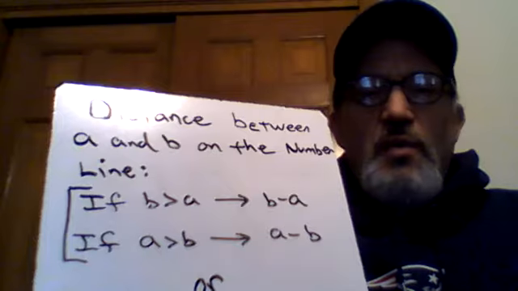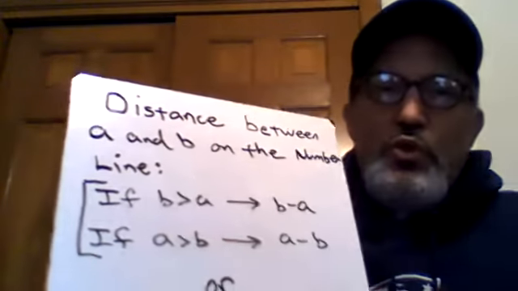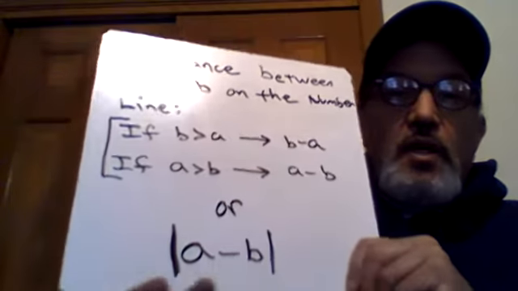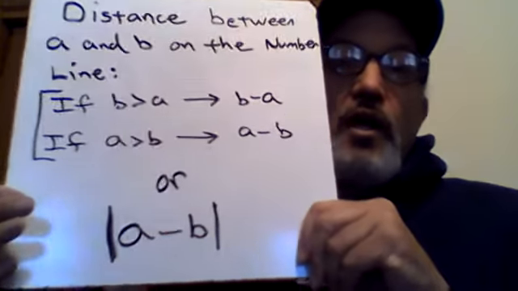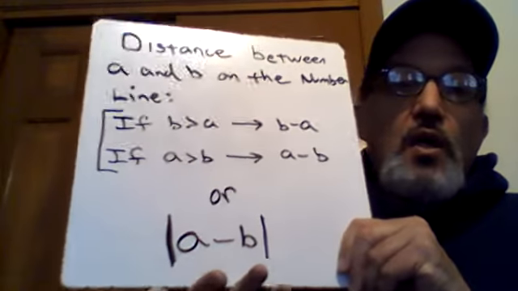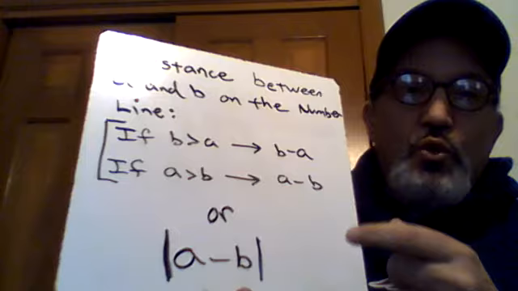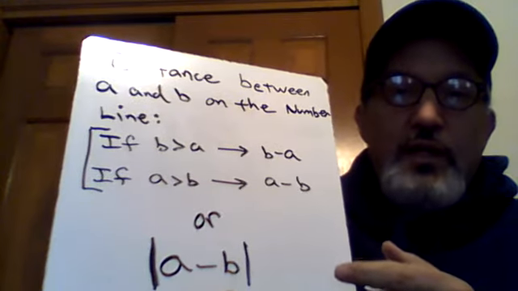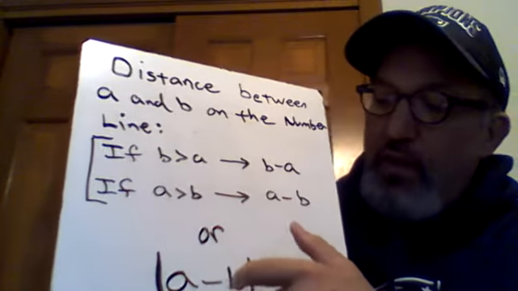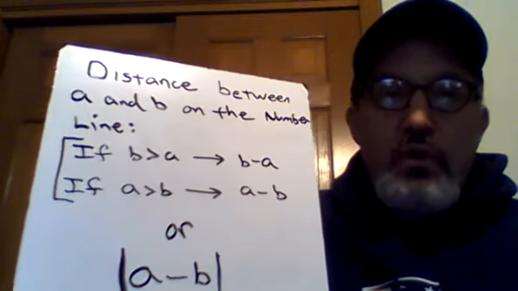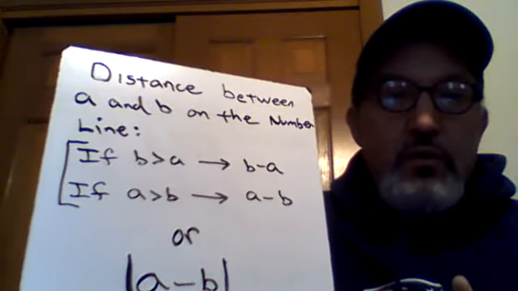But could we come up with a rule that doesn't have these two parts? The answer is yes, because of the very useful concept of absolute value. You can say that the distance between any 2 points on the number line is the absolute value of A minus B, even if you don't know which of the two is bigger.